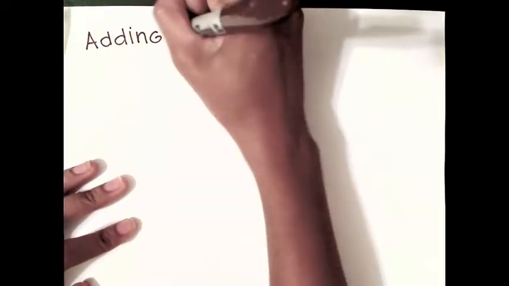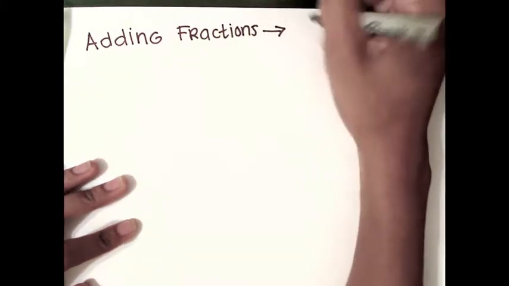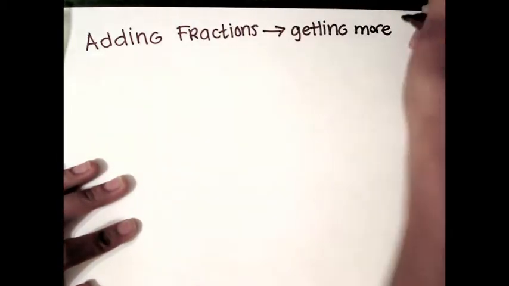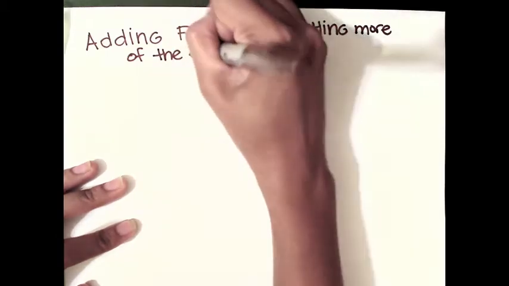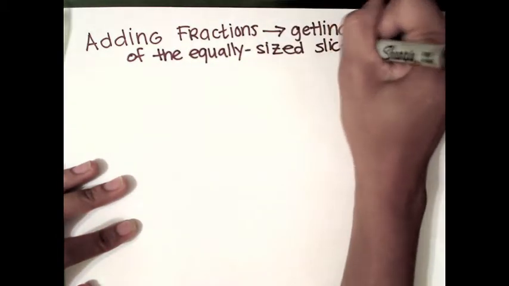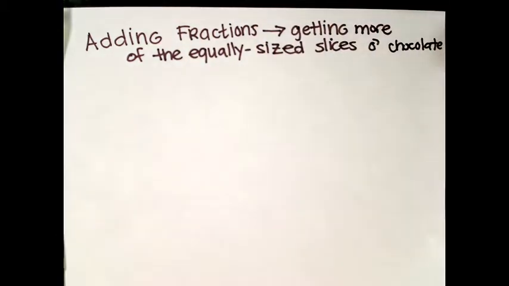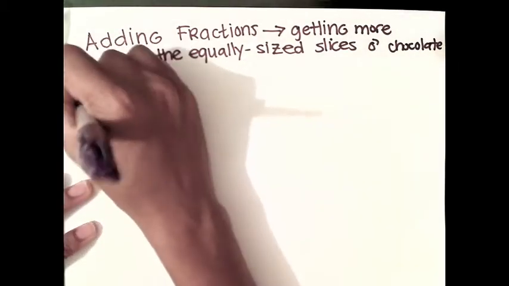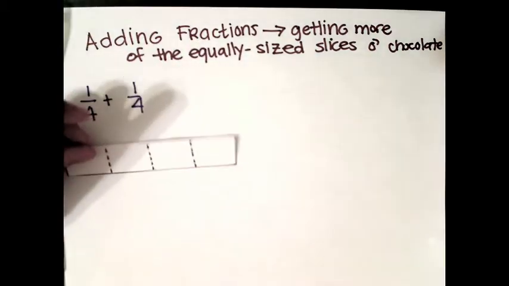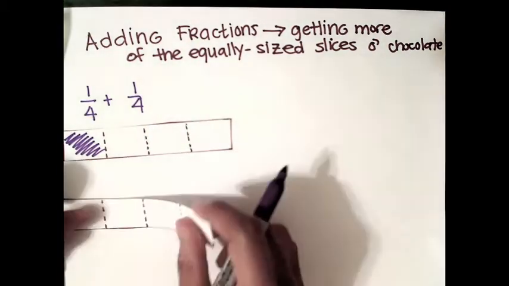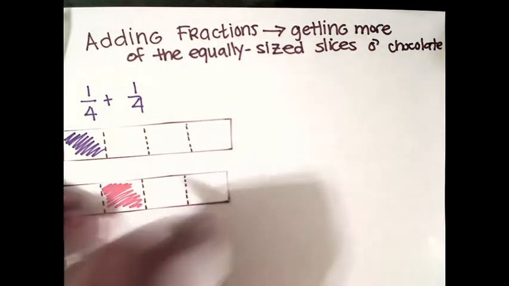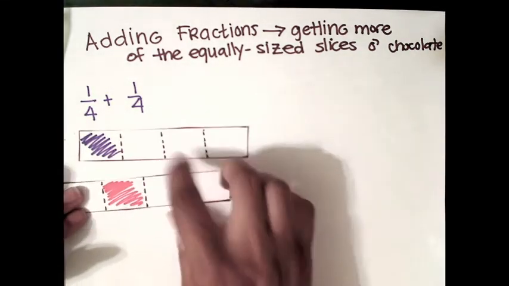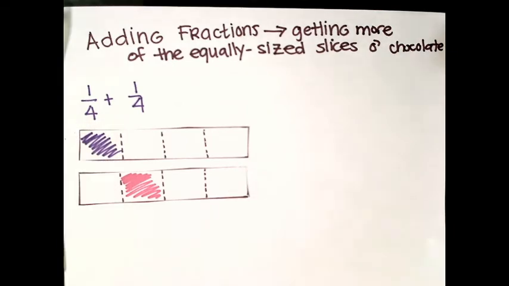Whenever I have a big denominator, the chocolate bar is cut into many pieces, so each piece is going to be very small. When we're adding fractions, we still have a chocolate bar cut up into equally sized pieces, and now we're getting more of those equally sized slices of the chocolate bar. So let's say we have 1/4 plus 1/4. I'm going to take 1/4 of this chocolate bar and 1/4 of another chocolate bar and put them together. I'm adding them together.